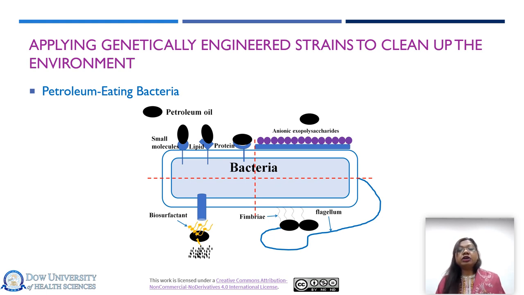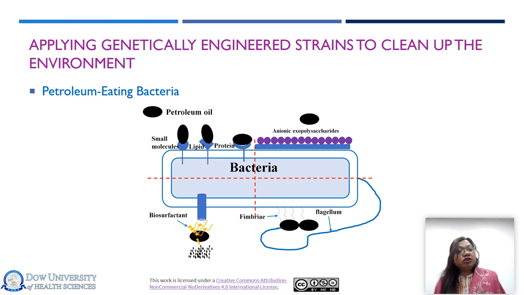These bacteria are commonly found in oil contaminated environments such as oil spills, oil storage tanks, and oil fields. They play an important role in the bioremediation of these contaminated sites by breaking down the hydrocarbons into simpler compounds that can be utilized by other microorganisms or assimilated into the environment.